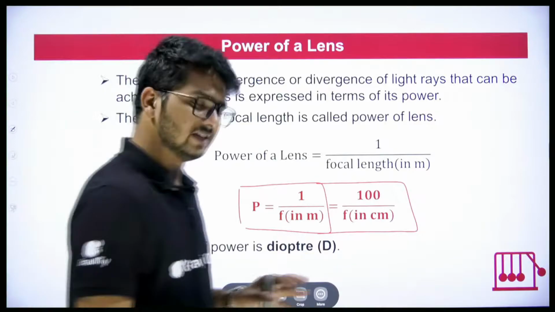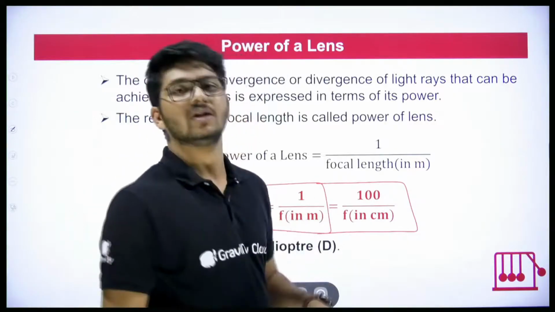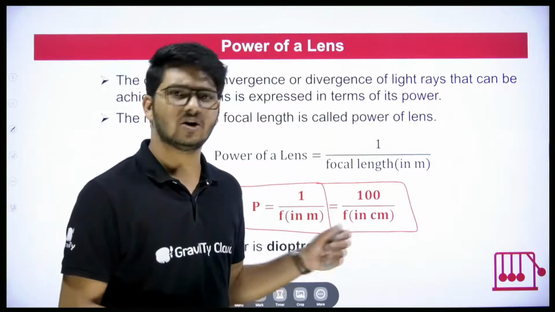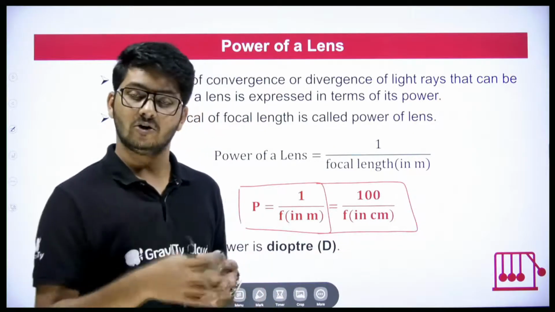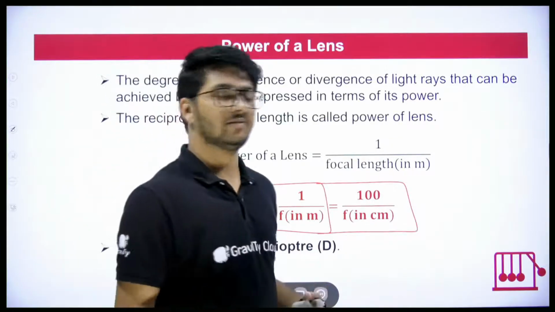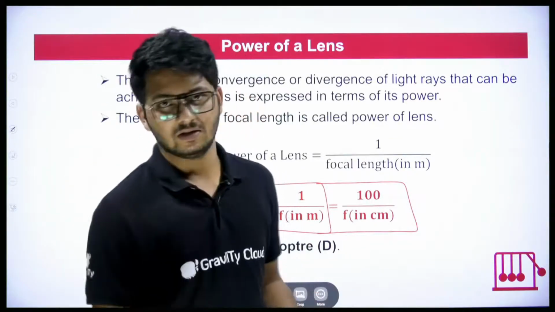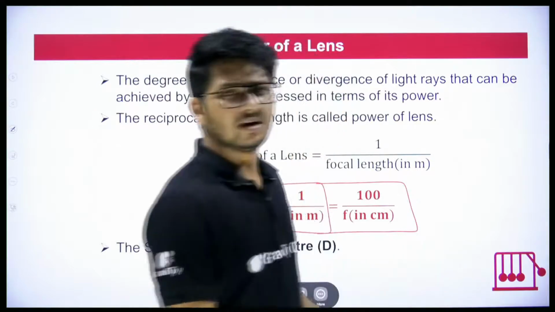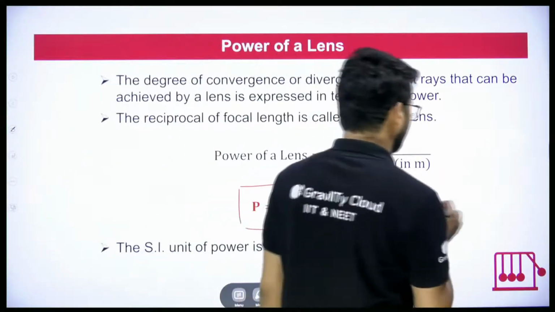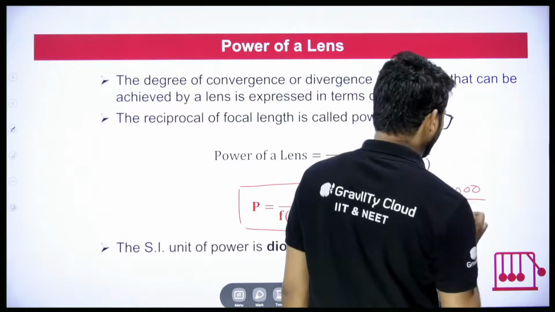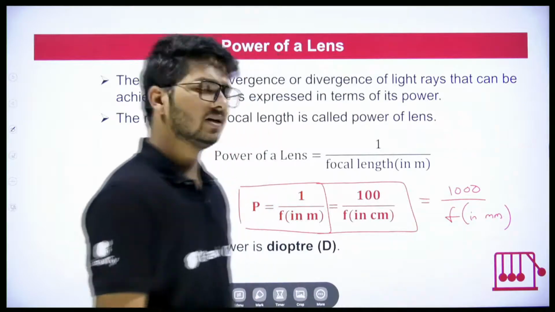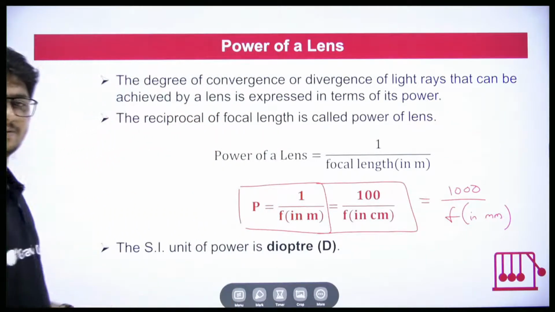Got it? So very simple formula, 1 by f. The only thing we have to be careful about is whether the units are in meters or in centimeters. Now you might ask me, sir, what if the focal length is in millimeter? Then just convert that into centimeter, use it, or convert into meters. Or else if you need, you can say 1000 by focal length in millimeter. But mostly you will not come across millimeter, it will be in centimeter.